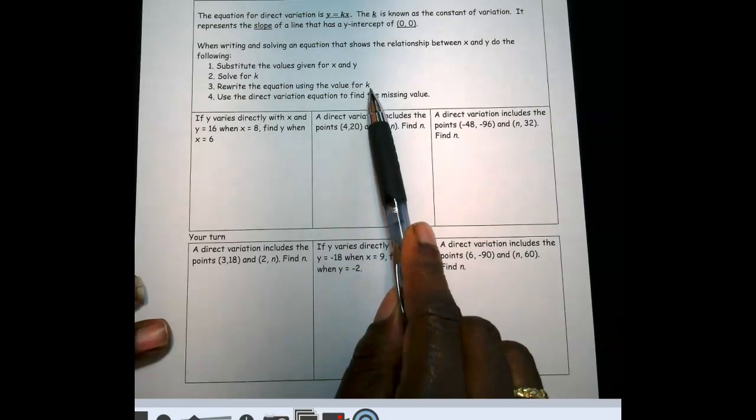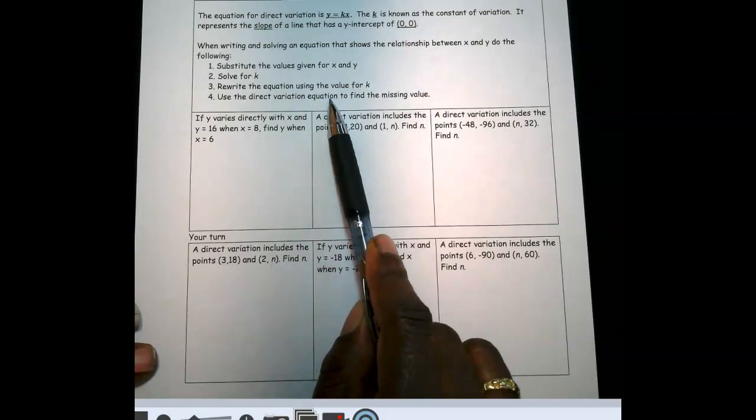When solving, we're going to do what we did before. We're going to substitute the values given for x and y. We're going to solve for k. We're going to rewrite the equation using the value for k. So we've done that before. But then we're going to use the direct variation equation, our new one, to find the missing value we're being asked for. So let's go ahead and look at a couple of these.